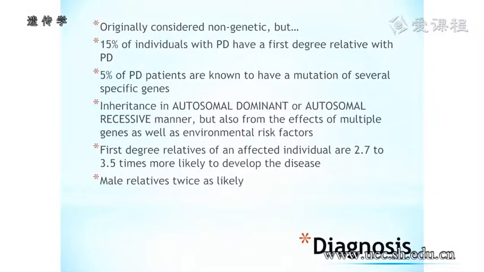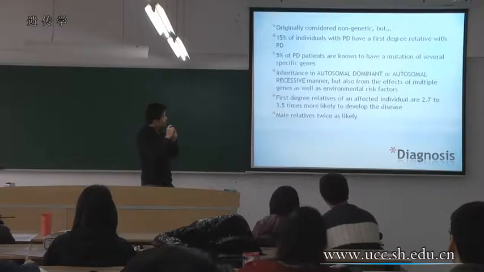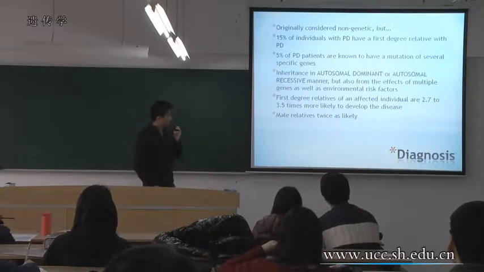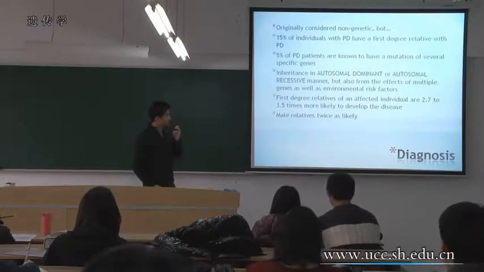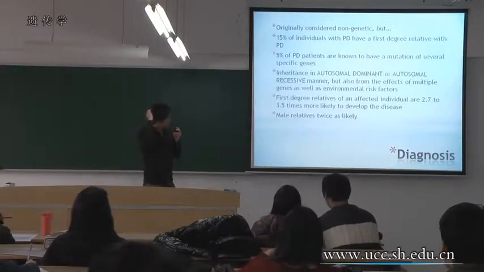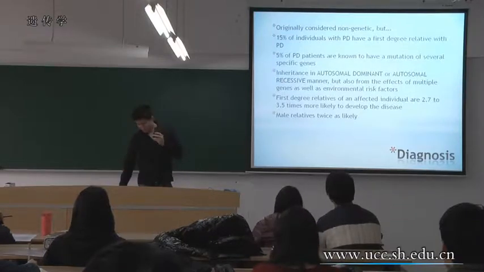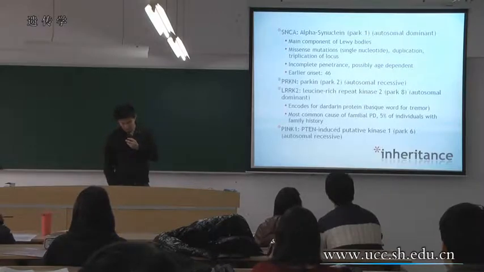Genetically, 15% of individuals with PD have a first degree relative with Parkinson's, and they've discovered that for certain genes, the inheritance is autosomal dominant or recessive. If you have a first degree relative, you're 2.7 to 3.5 times more likely to develop the disease, and males are actually twice as likely. And some of the genes are right here.